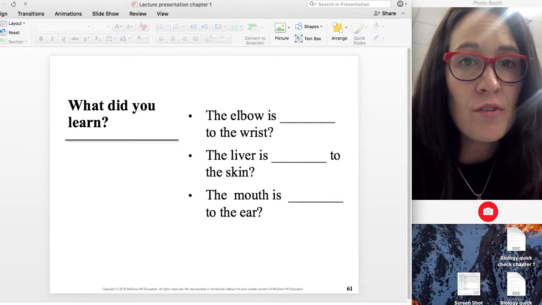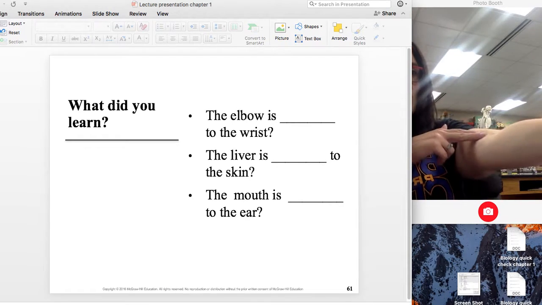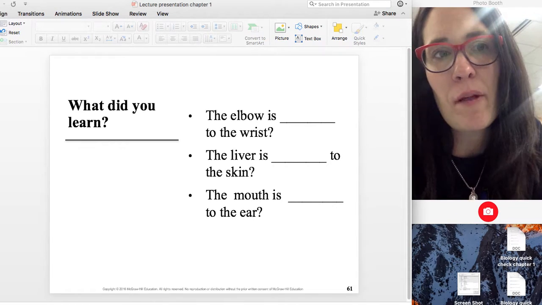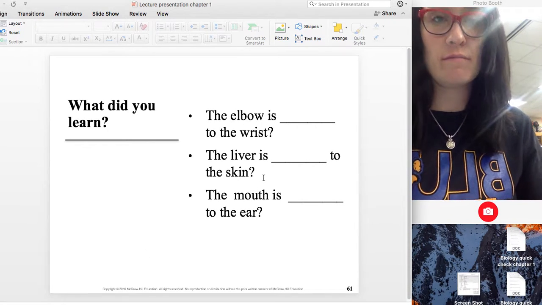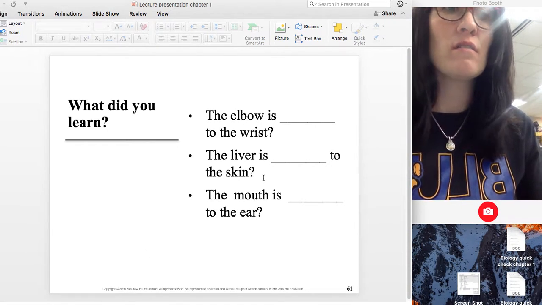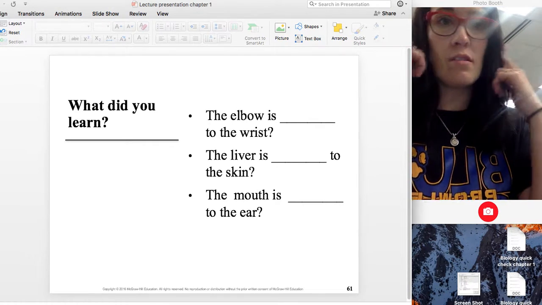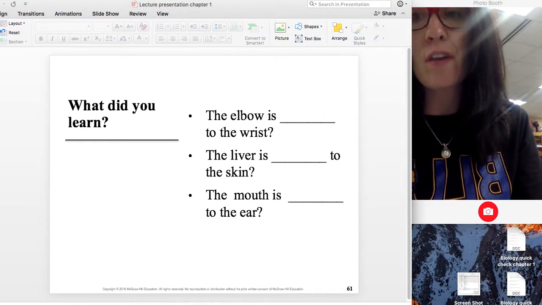So what did you learn? The elbow is what to the wrist? What would be the best term there? Think about that. The liver is what to the skin? What would be the best word for the liver to the skin? And the mouth is what to the ear? What would be the best term for that? So think about this.